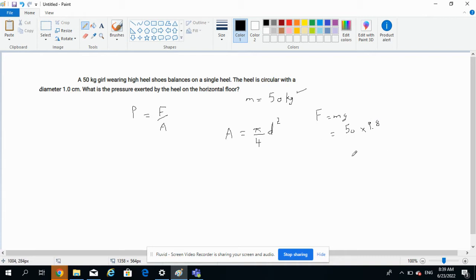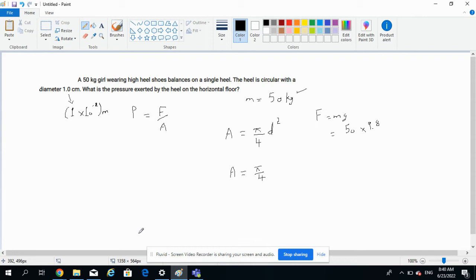So you can put this in your calculator and you'll get an answer. And here the area is pi by 4 into d squared. Now remember, d is in centimeter. You have to convert it into the SI unit, which is meter. So 1 into 10 raised to power minus 2 meter. Many students make mistakes here with the SI units, and in physics it's a very key factor, so do not forget that. Now, as you can see, we've got everything sorted out at this stage.